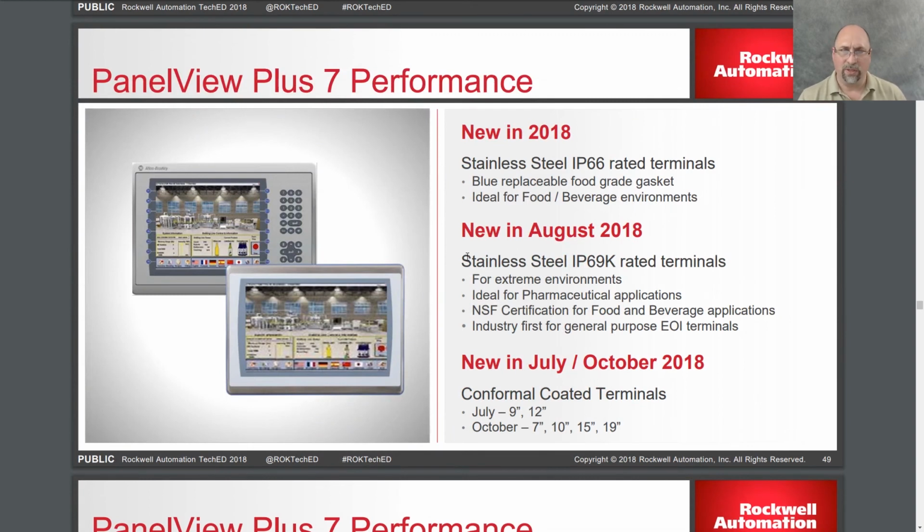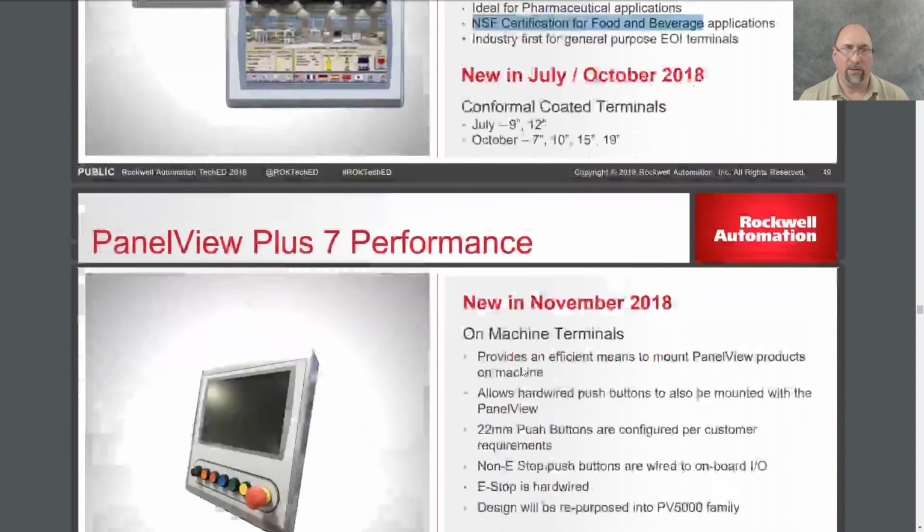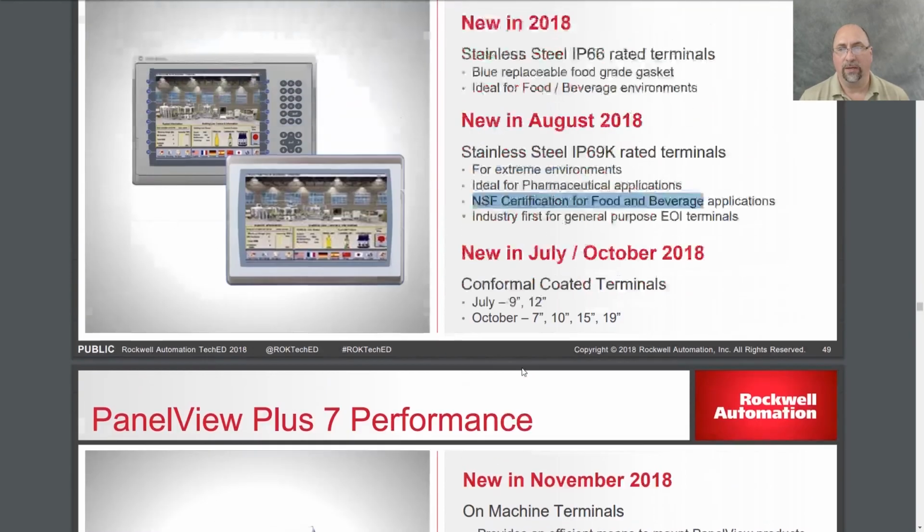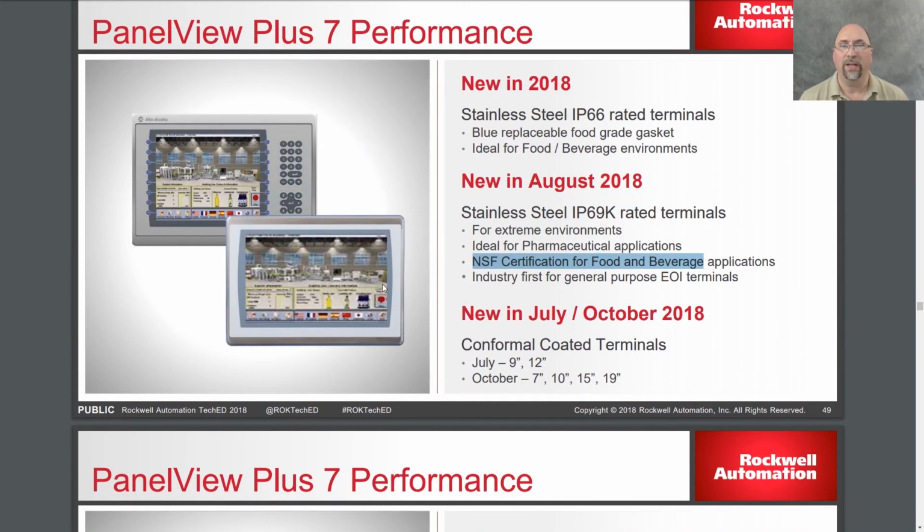But this is what I was talking about earlier, the stainless steel IP69K rated terminals, new in August, coming out in a couple months. Ideal for pharma applications, certified for food and beverage. I don't know how many times people have asked me for this in the past, but this is great. So look, there's no grooves where food can get stuck. They have a replaceable gasket, a food grade gasket, which is great. And good looking stuff. So if you're in that industry, talk to your local rep and ask them about that product. So that's supposed to be out in August.